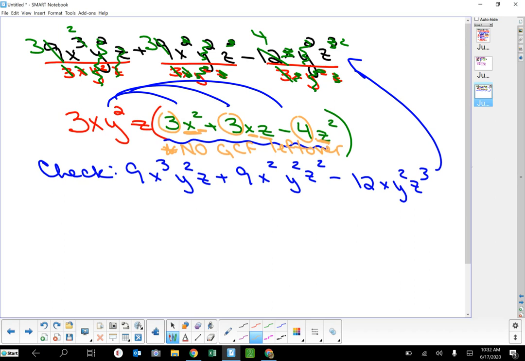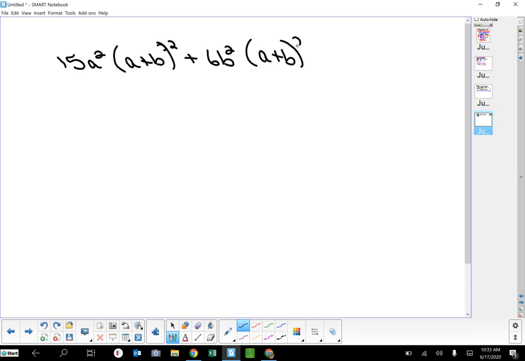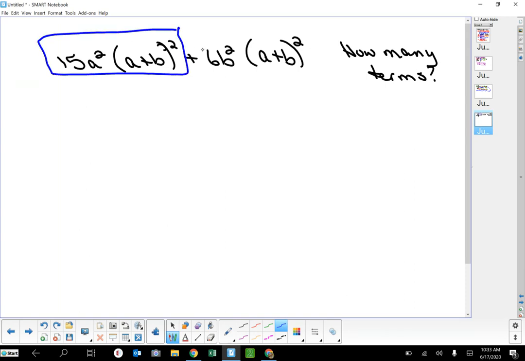All right, last problem is just so you know how to handle it in varsity. It's going to look like this: 15a squared times (a plus b) squared plus 6b squared times (a plus b) squared. My first question is, how many terms are there? Well, remember that terms are separated by plus and minus signs. So this is a term, and this is a term. And so there's only two terms in this problem.